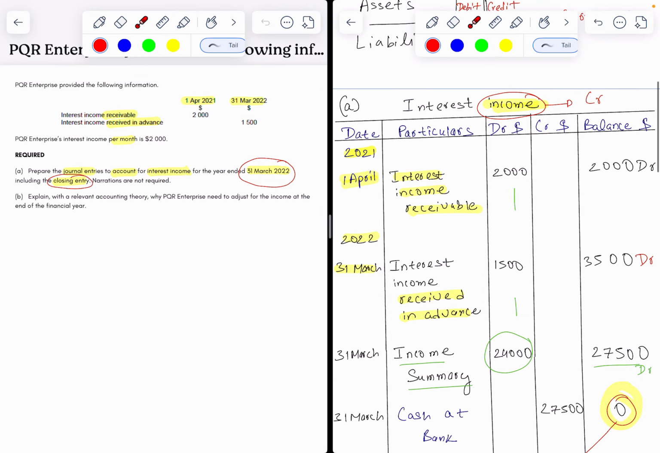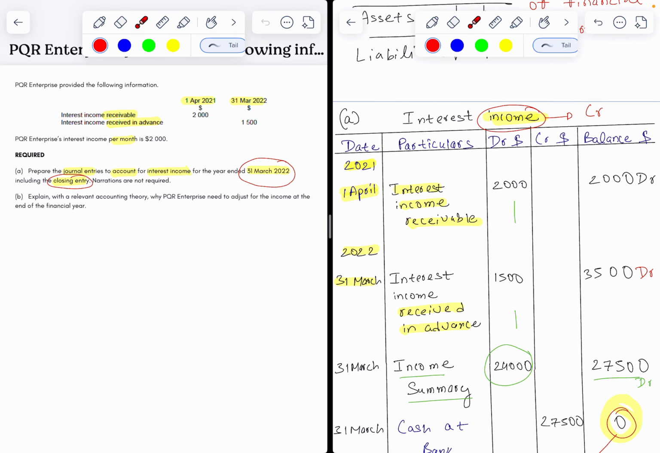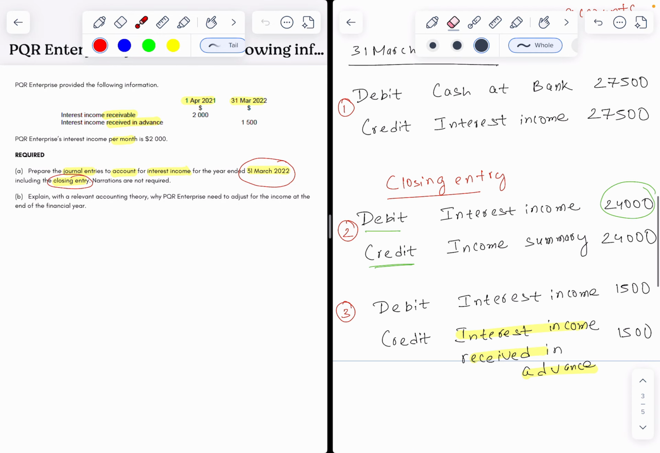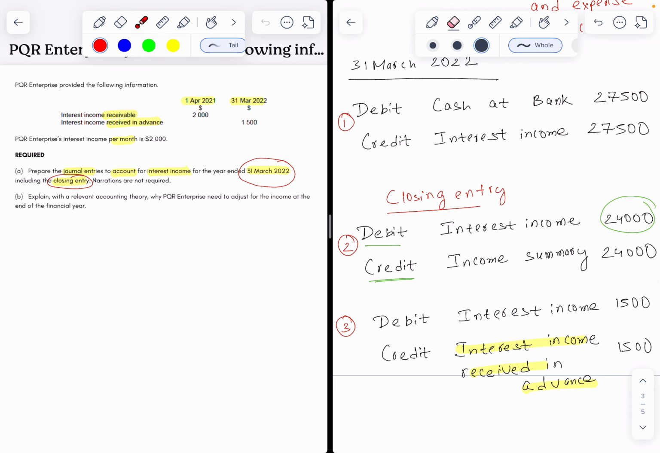Now, what about the total interest income which we have earned for the financial year starting 1 April 2021 and ending 31 March 2022, given that we understand that interest income is $2,000 per month, therefore for the entire 12 months it is $24,000. So what we are doing is going to prepare a closing entry in this case. So let's look into the journal entry first for this closing entry and have some discussions. So here we have the closing entry.